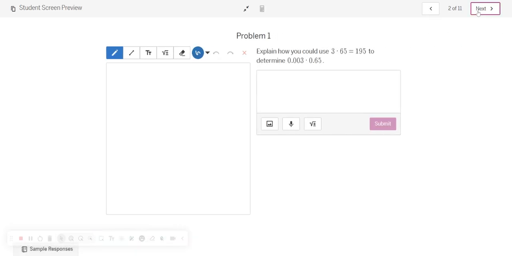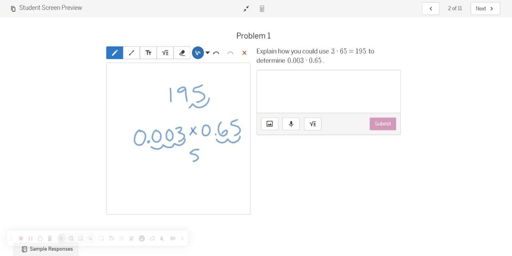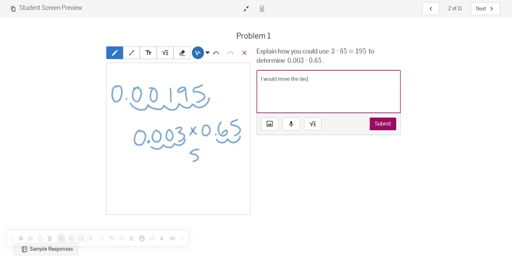So we looked at different ways to do this, but if they give us the answer like 195, and we look at that, we've got 3 thousandths times 65 hundredths. I've got 1, 2, 3, 4, 5 decimal places in the question. I need 1, 2, 3, 4, 5 in the answer. And so, as silly as that may seem, I need it to be 195 hundred-thousandths. Ugly. I would move the decimal point 5 spaces to the left.